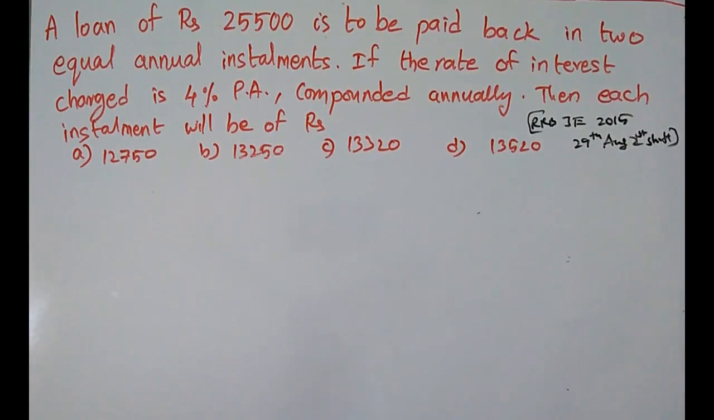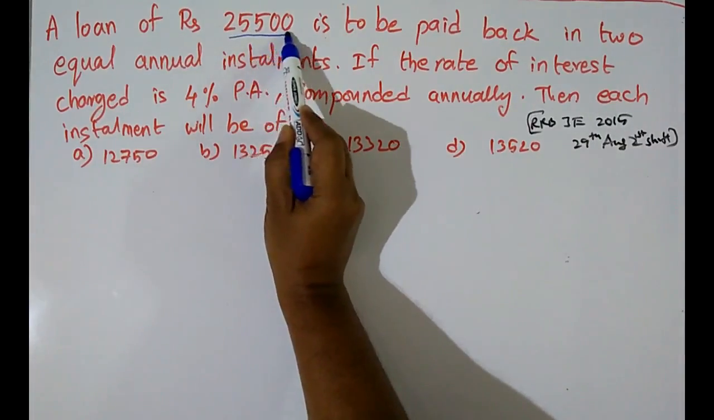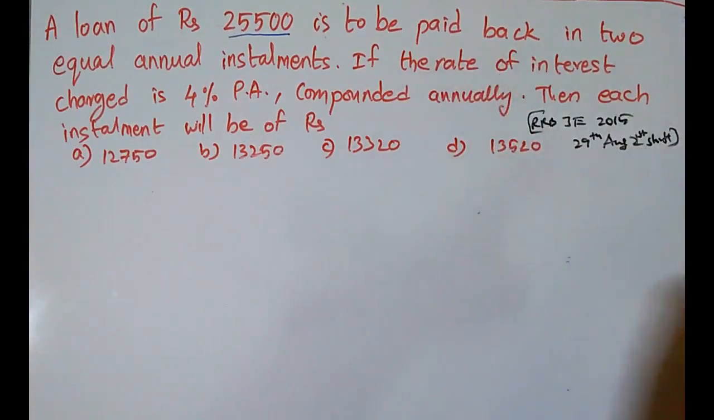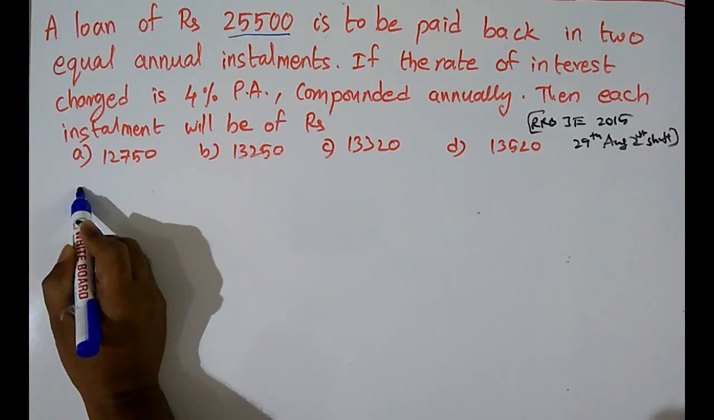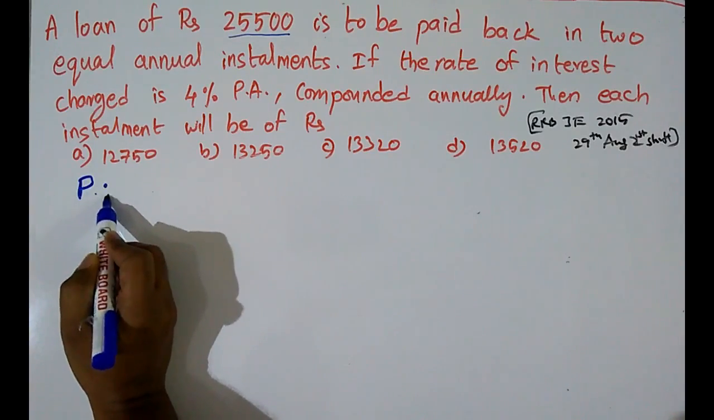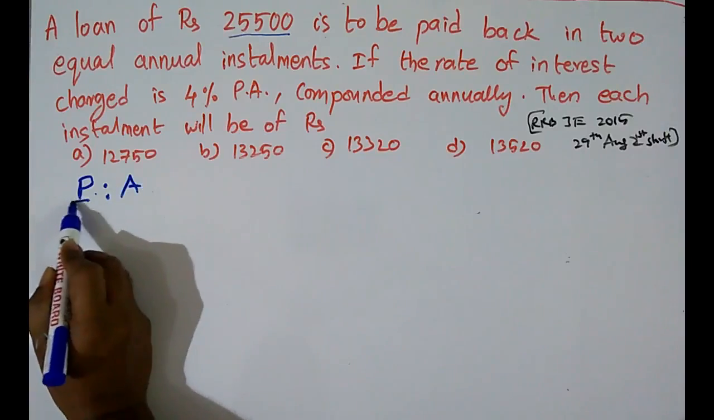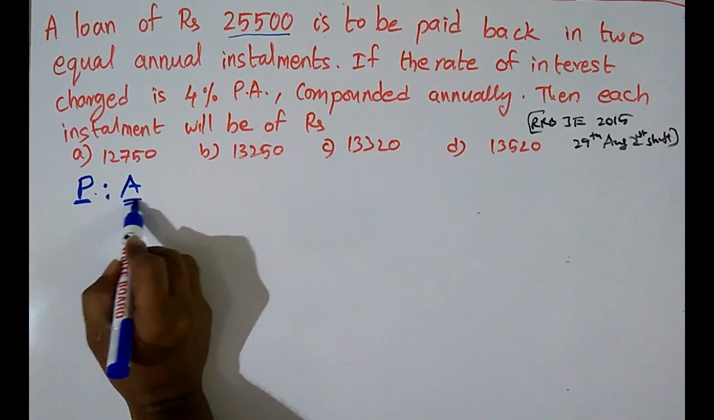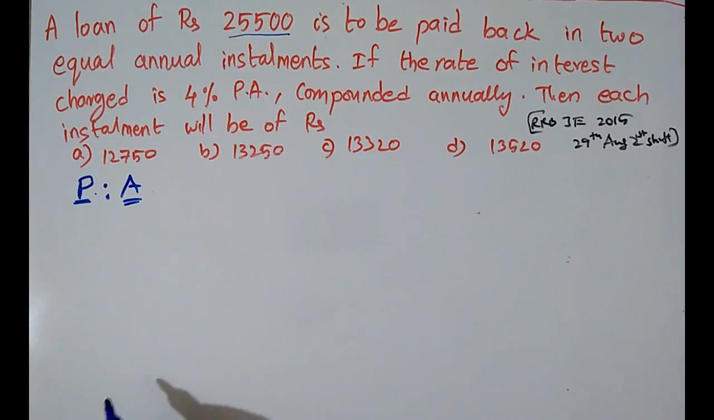A loan of rupees 25500 is to be paid back in two equal annual installments. If the rate of interest charged is 4% per annum compounded annually, then each installment will be of rupees. See friends, here the loan amount, that is the principal that we take, is given. We have to find the amount which we have to pay back.